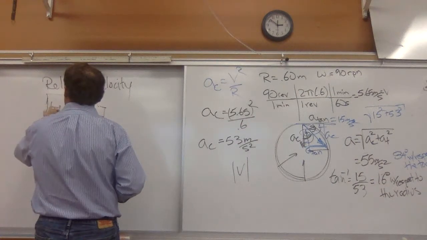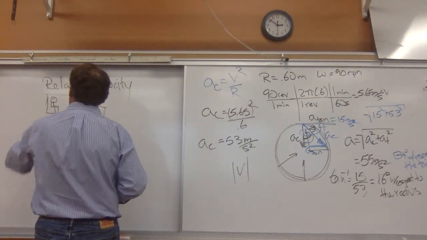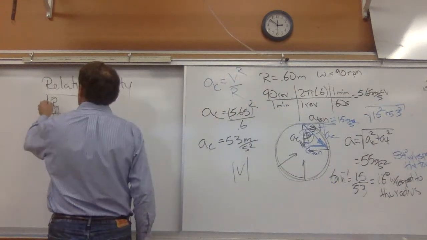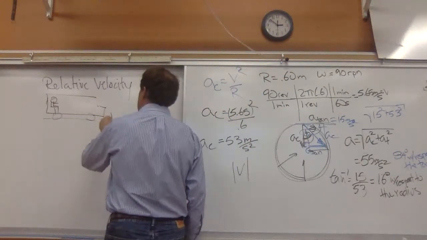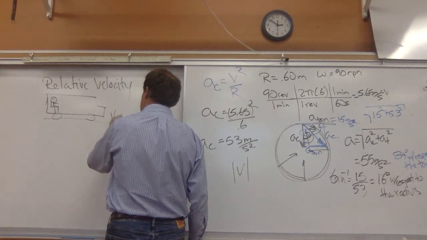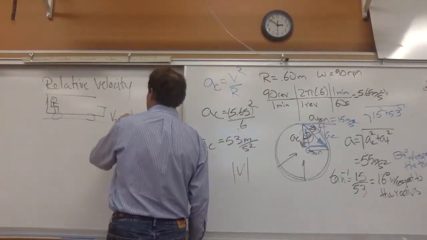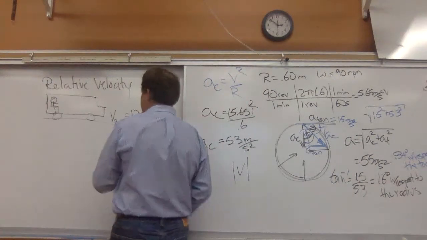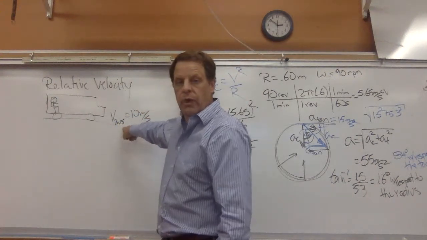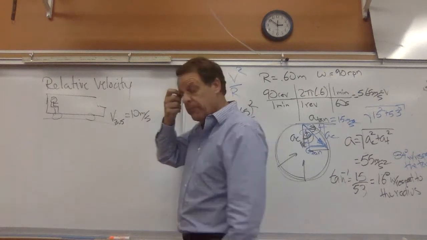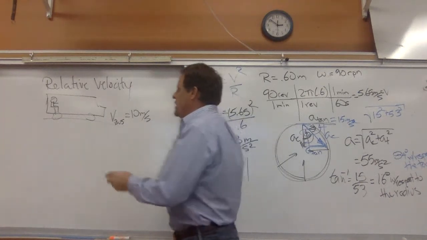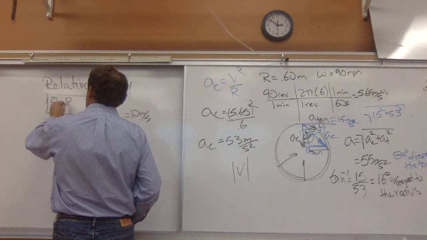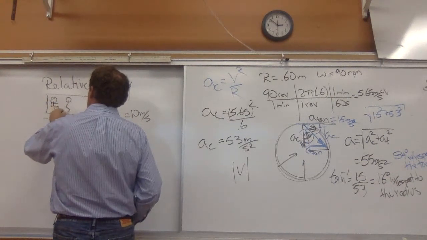Here is the seat, and you're sitting in the back of the bus, and the velocity of the bus is going to be, let's say, 10 meters per second. That's relative to the road.